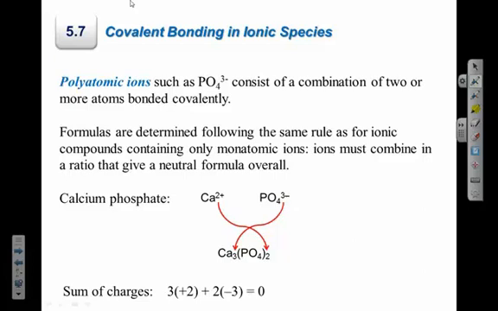Sometimes a molecule might have an overall charge. We haven't really talked about these too much. We just kind of skipped over this section in chapter 7. We want to talk about it now, though, because now we know what a molecule is. We know how to draw them.